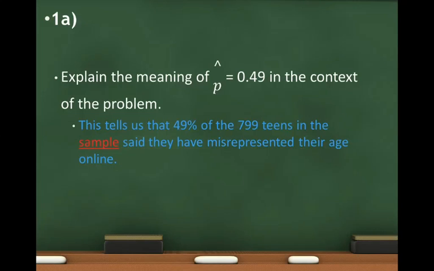Remember, this p hat is just coming from the 799 teens. It's not saying it's for the whole population. If we took another sample of 799 teens, that 49% would probably change. So it's just for this sample that from 799 teens, 49% lied about their age.